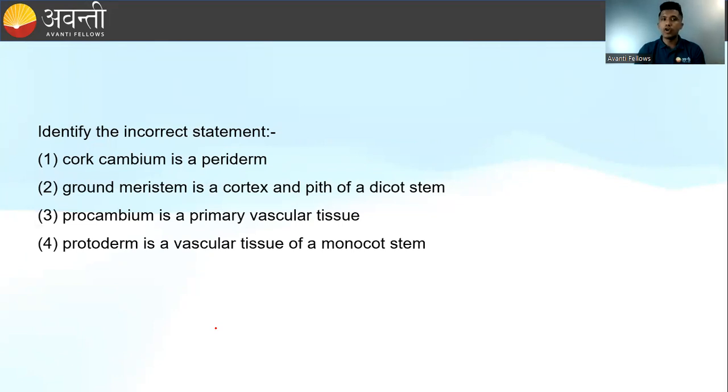Identify the incorrect statements. Cork cambium is periderm. Ground meristem is the cortex and pith of a dicot stem. Procambium is a primary vascular tissue. Protoderm is the vascular tissue of a monocot stem. Okay, let us identify the incorrect statement. First of all, we have to talk about primary meristem. We have three different types of primary meristem. One of them is called protoderm. Then we have procambium.